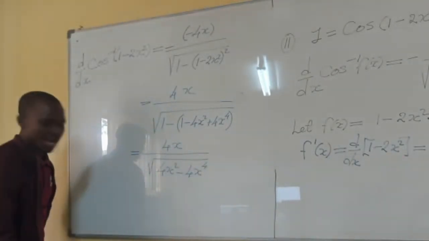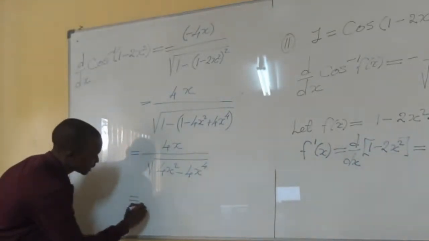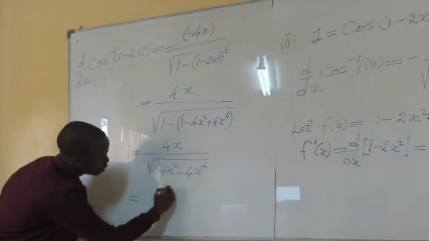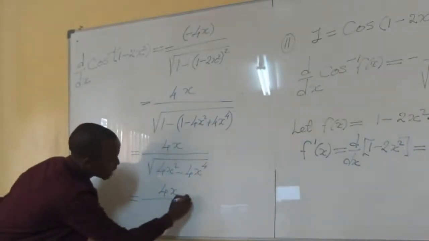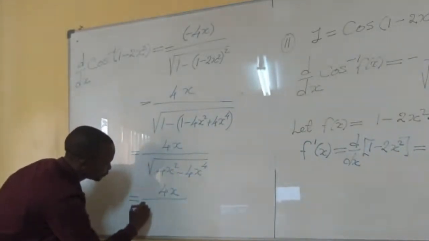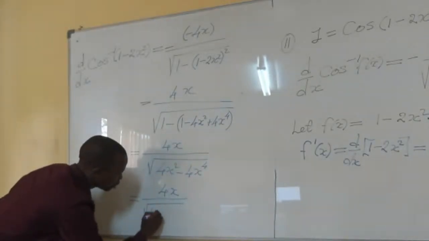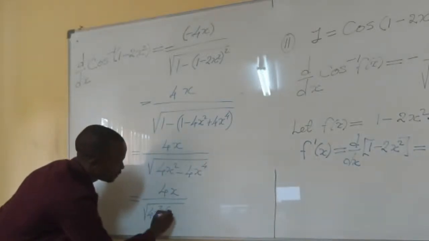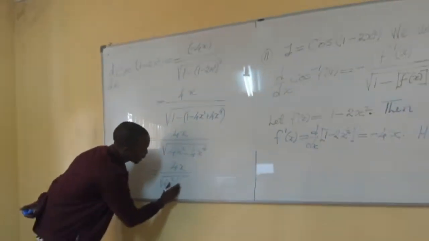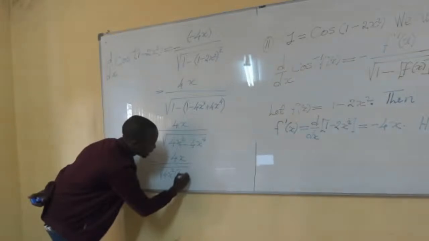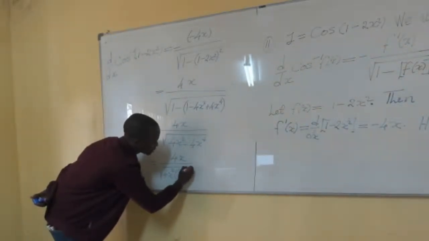Okay, then this is just the same as 4x divided by, we can factorize 4x, which is 4x squared, which is common. So this will give us the square root of 4x squared, in brackets, we can have x, we can have 1 minus x squared.